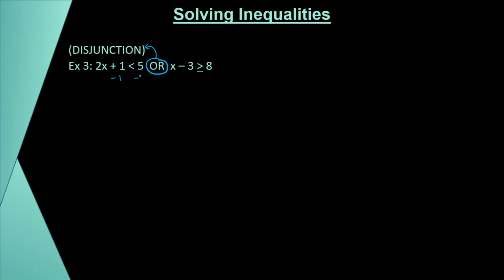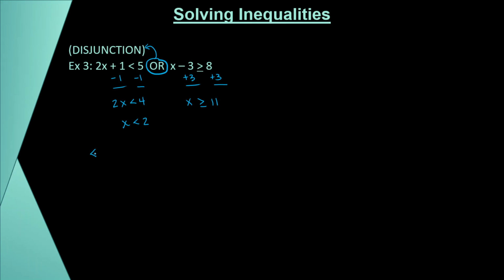So I'm going to subtract the 1, and I get 2x less than 4. Divide by the 2, and I get x less than 2. Over here, I'm going to add the 3, and I get x is greater than or equal to 11.